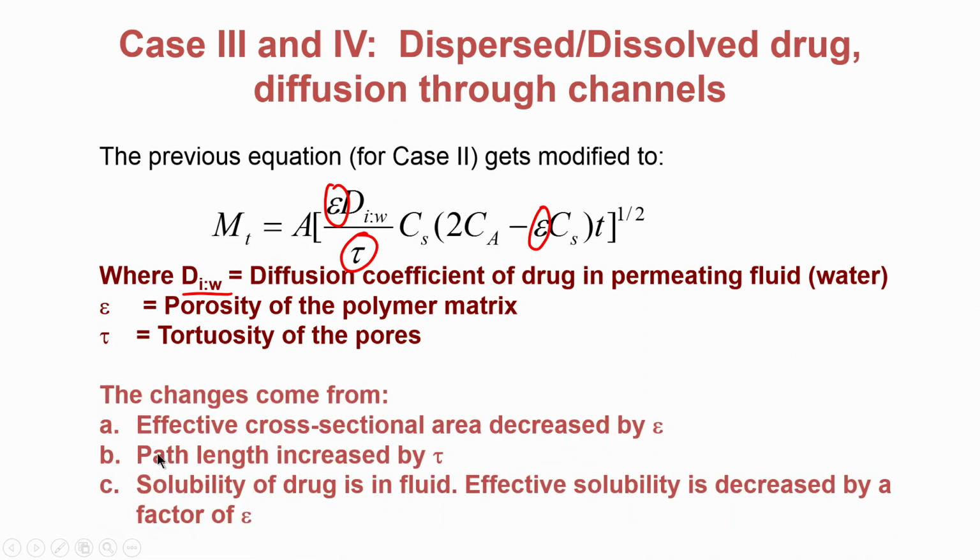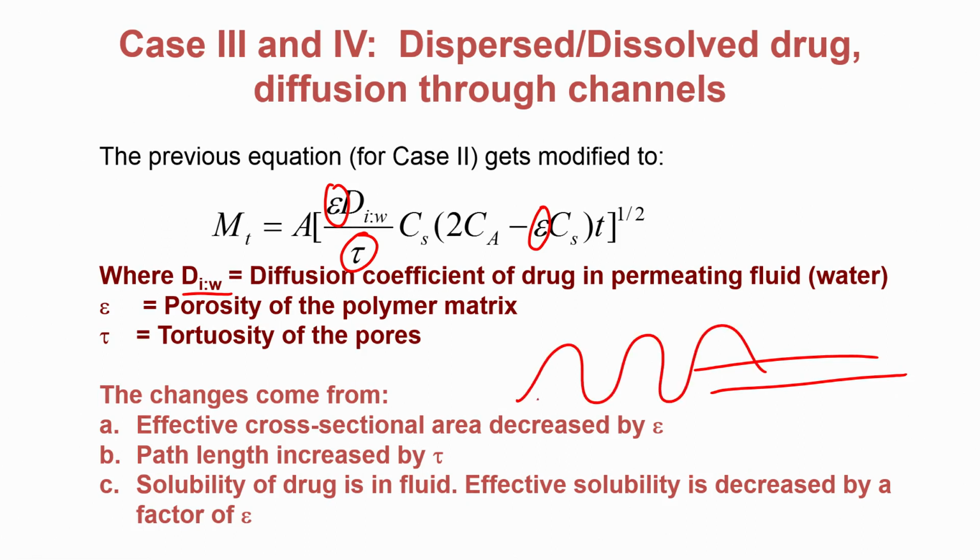So, again as I said, the changes come from the fact that the effective cross sectional area is decreased because of the porosity, and the path length has increased because of tortuosity. As I just said, if this is a straight path, then the tortuosity is almost 0, but if this is more tortuous, then the tortuosity is fairly high. And then of course, one of the changes is the solubility of the drug in the fluid. So, the effective solubility is decreased by a factor of the porosity. Not everywhere, so we are not saying the solubility decreases everywhere, but by a factor of the porosity.